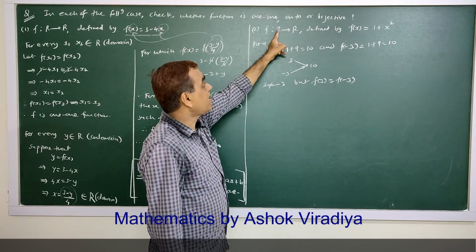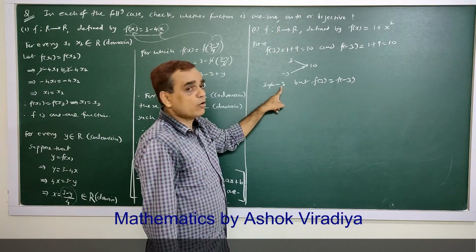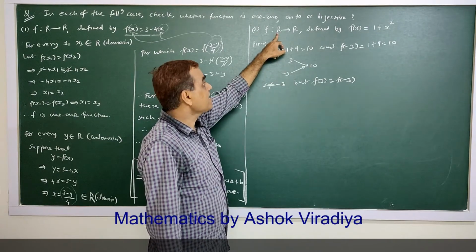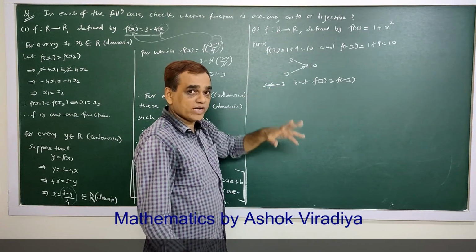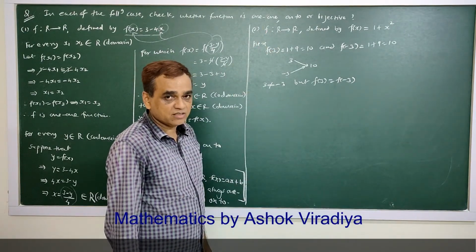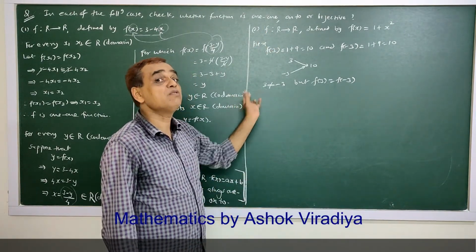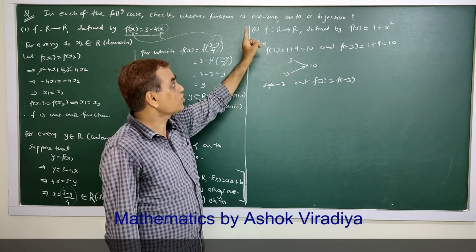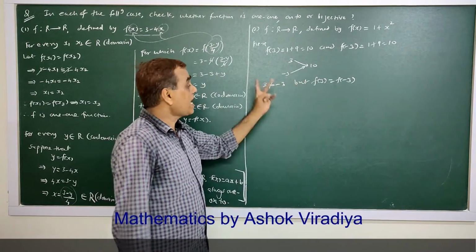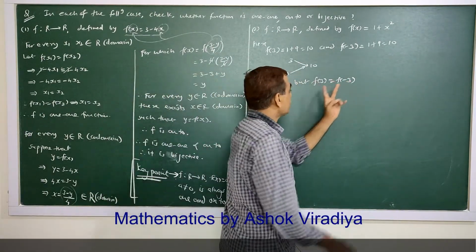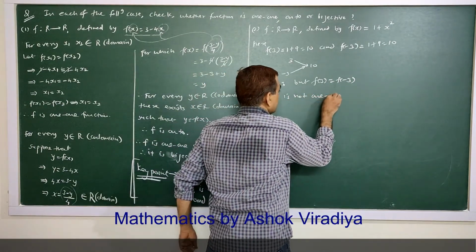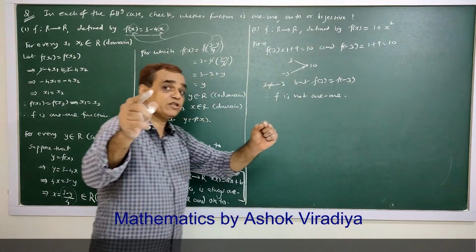If the domain is R, then negative is allowed. If the domain is Z, negative is allowed. But if it is N, then don't take negative. You have to take only positive integers if domain N is given. In that case, this will be 1-1. But because of R, here we can take any numbers. So x1 not equal to x2, but f(x1) equal to f(x2). Therefore, this function is not a 1-1 function, or it is not an injective function.